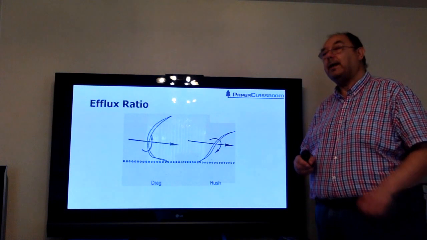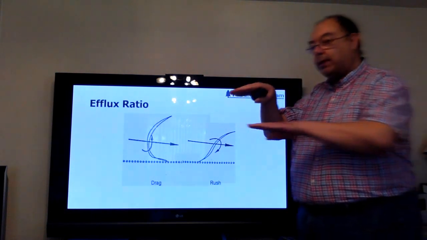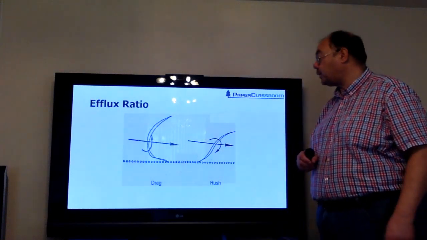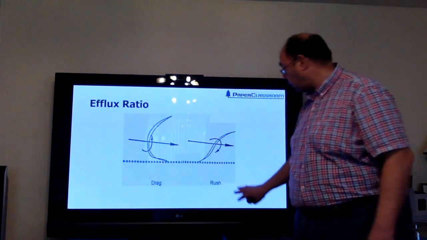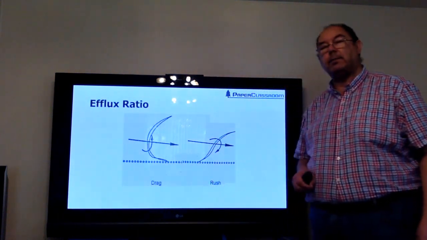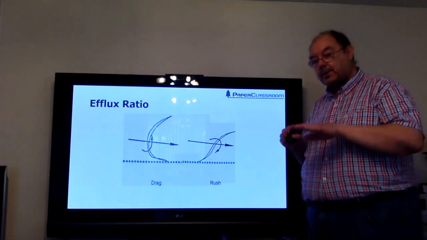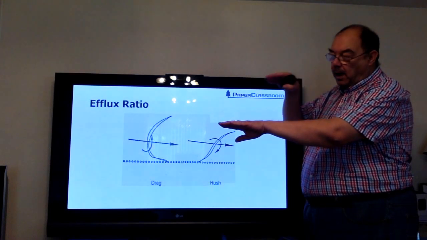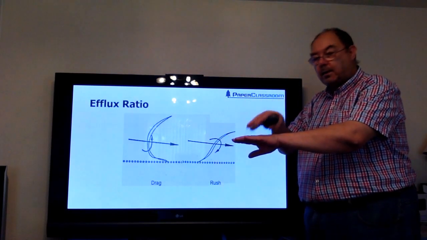Another thing we need to consider is efflux ratio. Efflux ratio is the speed of the stock coming out of the slice relative to the speed of the wire. And there are two situations here. There's what's called the drag situation, and there's what's called the rush situation. In the drag situation, what's happening there is the wire is travelling fast, the stock is coming out of the slice at a slower speed.